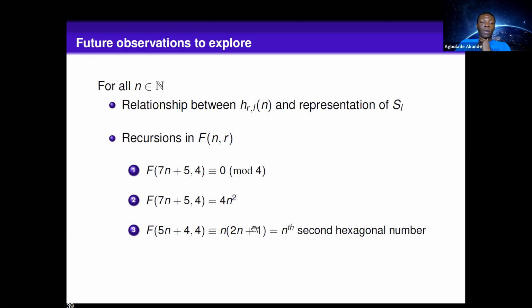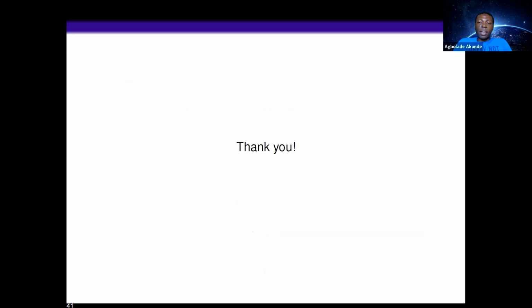If you're very familiar with partition theory, you know why these sequences are very important. 7n plus 5 and 5n plus 4 are both related to Ramanujan congruences. So what I am trying to explore is the relationship between h sub rl and the Ramanujan congruences, because h sub 0l is actually equal to this, f sub nr. And as you get higher, that's what I'm trying to find in this context. With these in mind, I want to say thank you for letting me speak in this lecture and for inviting me to this conference.